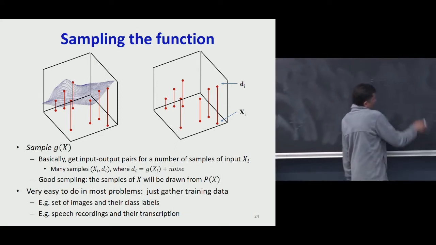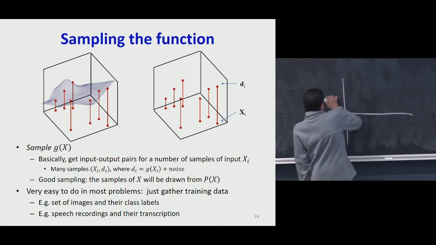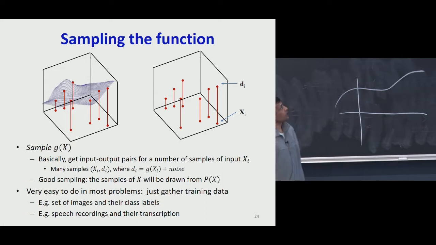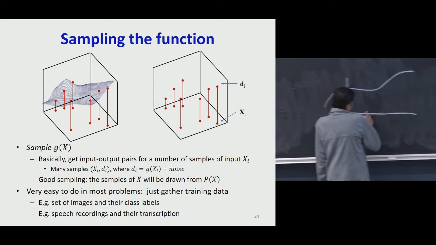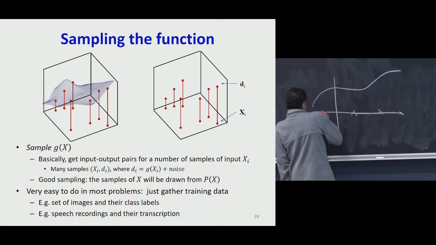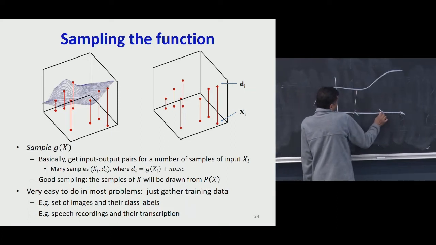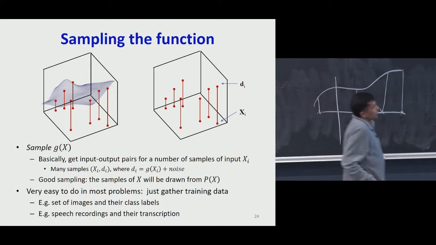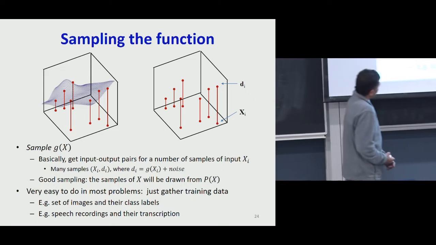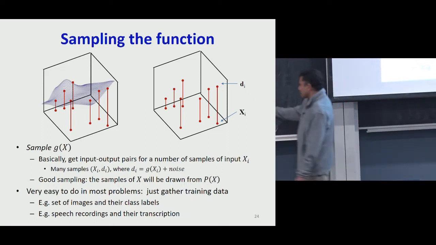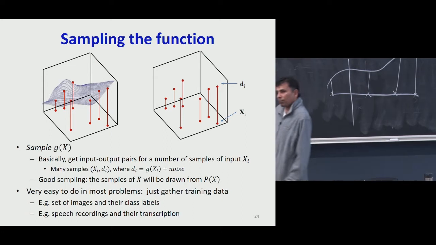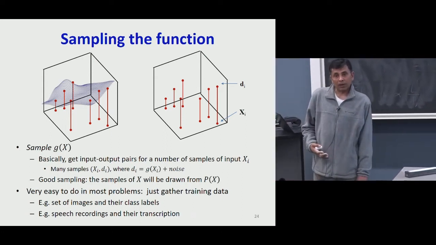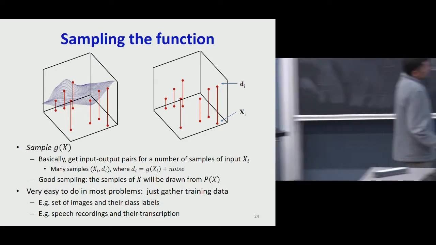So if I have a function, instead of knowing the value of the function at every point, I'm actually just going to sample it. I'm going to pick a bunch of x's and read the value of g of x at those x's. Basically, we are getting input-output pairs for a number of samples of x. And the manner in which we choose these x's, at which we are computing the output, if you do it properly, you are going to choose more x's where x's naturally occur more frequently. So the sampling of x must follow the actual distribution of x.